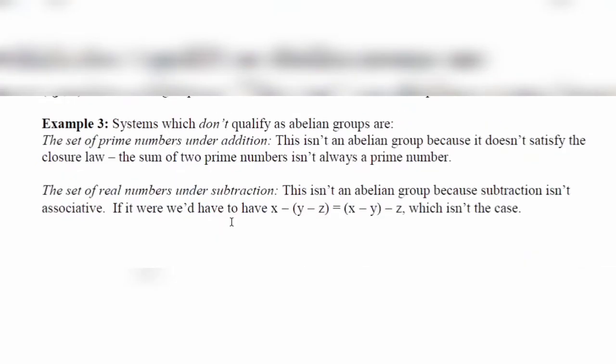So here's example number 3. Systems which don't qualify as abelian groups include the set of prime numbers under addition. This isn't an abelian group because it doesn't satisfy the closure law. The sum of two positive prime numbers isn't always a prime number. The set of real numbers under subtraction isn't an abelian group because subtraction isn't associative. If we apply associativity to the subtraction of real numbers, we can't get equality.